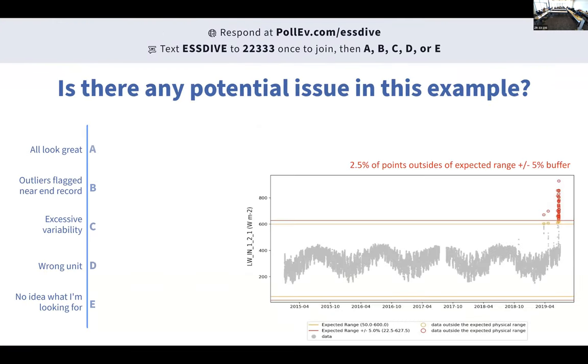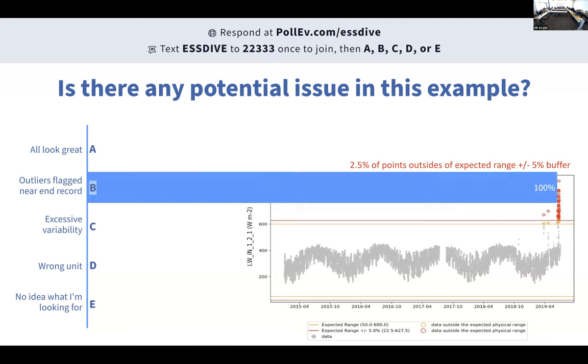This could be an easier example. In this case, this is incoming longwave radiation, and there are some points flagged at the end of the record. Yeah, in this case it's likely just an outlier at the end of the record. For the first couple of years everything is within the range, but something happened to the sensor in the last part of the record, so there could be outliers.